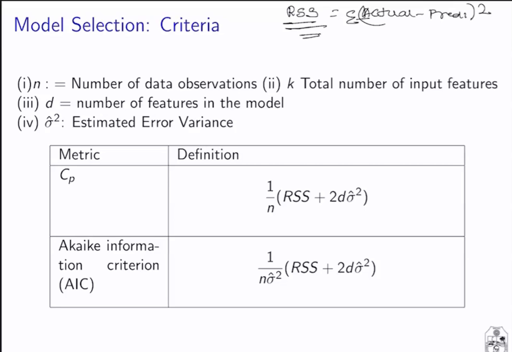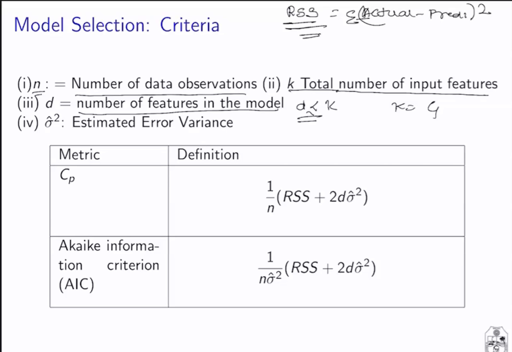And now I am defining different kinds of metrics that are used while selecting the models. While defining these metrics, I am using these terms. n means the number of data observations, or it is nothing but the size of the data. K is the total number of input features, which in this particular case is 4. D is the number of features that are used in the model. It may be 1, 2, 3 or 4, and D is always less than or equal to K.